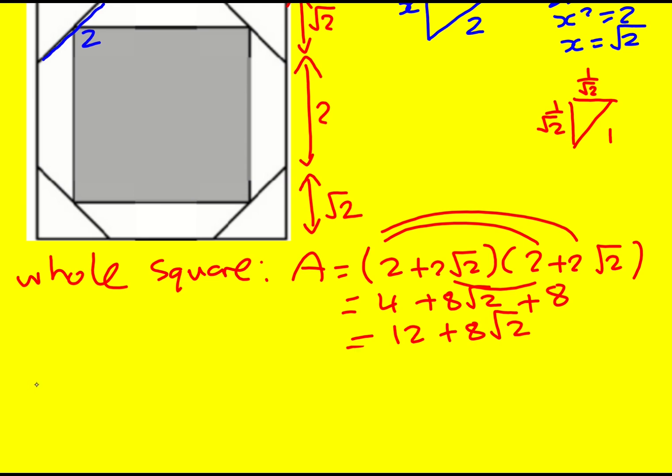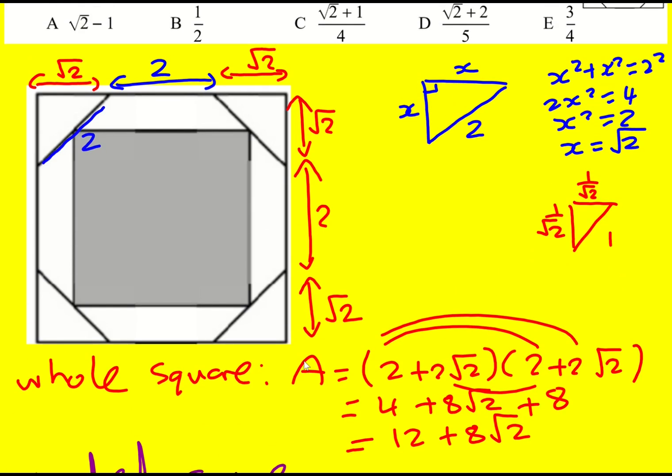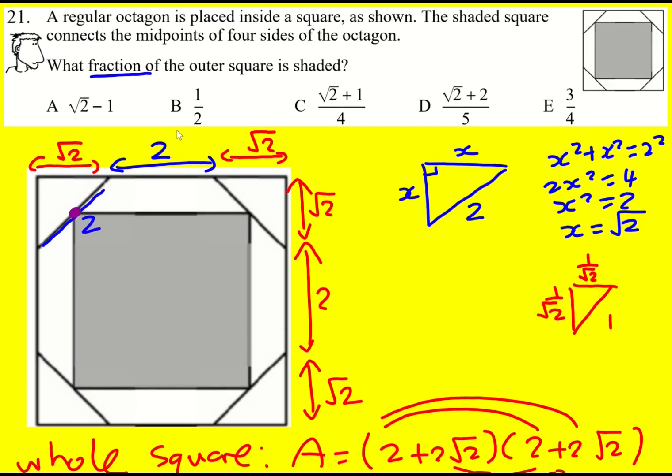Okay, now the shaded part. Shaded square. Okay. Right, remember, this is actually very important. I've not talked about it. It's the midpoints. The shaded square connects the midpoints of 4 sides.